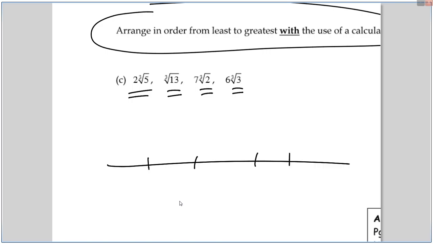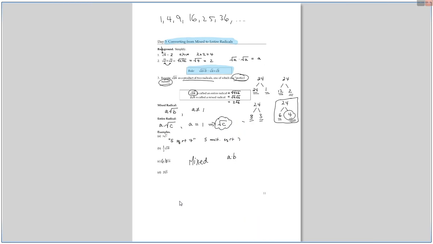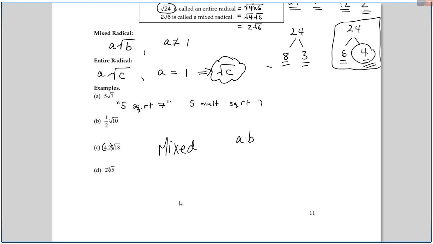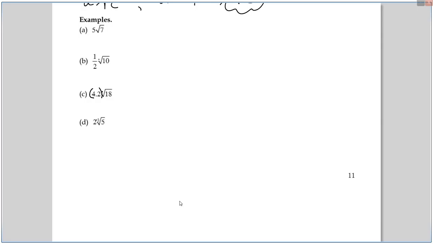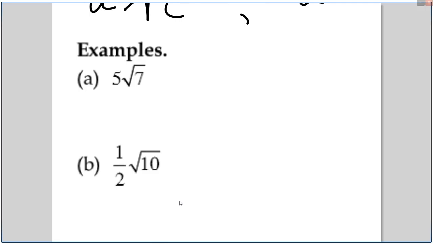And then all you got to do is put it on a number line, okay? So it's like, where does this one go? Where does this one go? Okay? So go back a page. I think we were supposed to do something with these. So my bad. We actually have to work with these, because we're converting mixed to entire. Right now, all these are mixed. What we want to do is make them entire. Let's do one at a time.